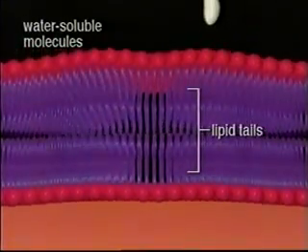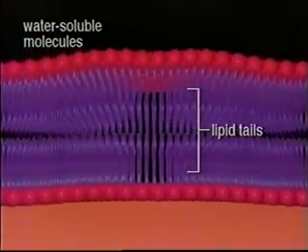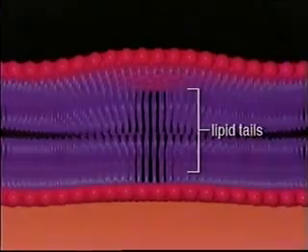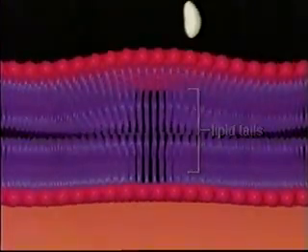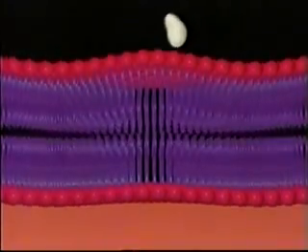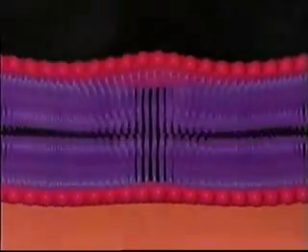Water-soluble molecules, however, cannot pass through the hydrophobic middle portion of the phospholipid bilayer. Instead, they must diffuse through the membrane channels. Even then, only ions or very small molecules can fit through such channels. The channels formed by membrane proteins are like doorways through which molecules enter and leave cells.